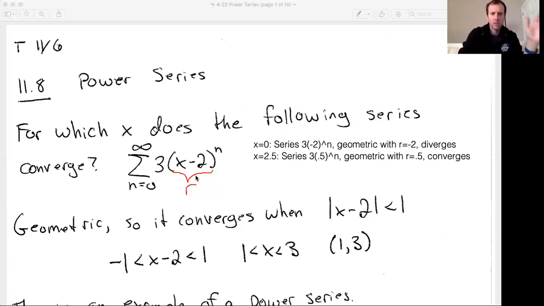Questions about what this question is asking or how we come up with this conclusion?